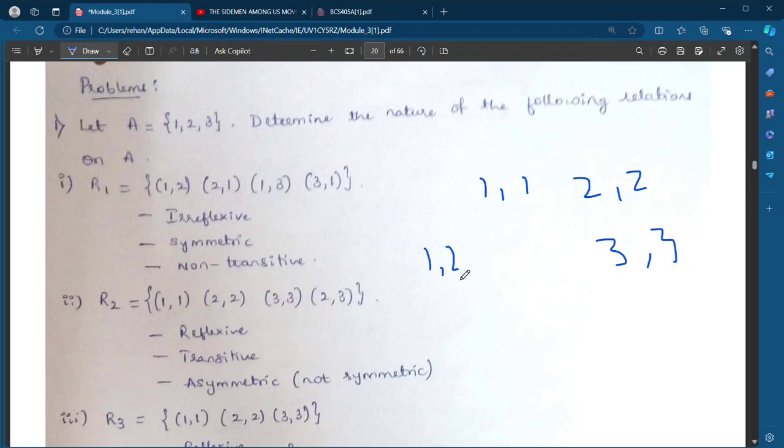If I have 1 comma 2, then I should also have a pair 2 comma 1. I have 1 comma 2, I have 2 comma 1, yes. If I have 1 comma 3, I have 3 comma 1, yes, it is symmetric.